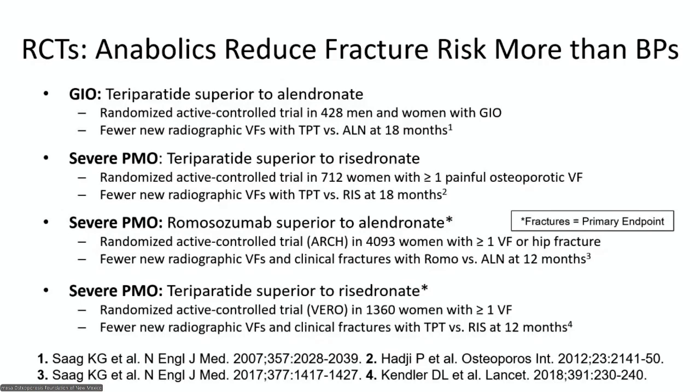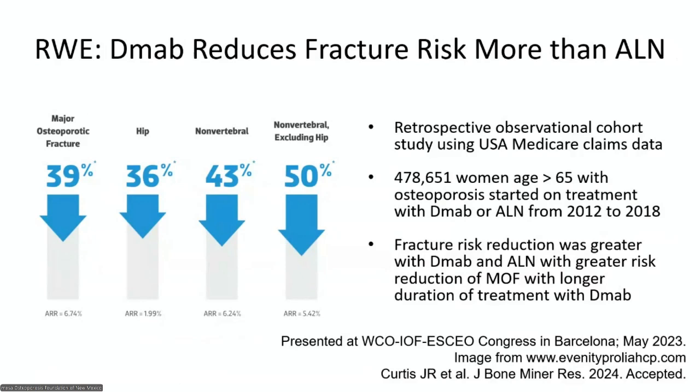So it's never a mistake to start with the basic generic alendronate if you want, but it may be far better in high-risk patients to start with more aggressive therapy, such as an anabolic agent. Here's some of the real-world evidence.